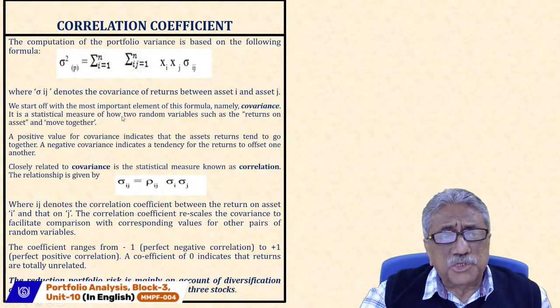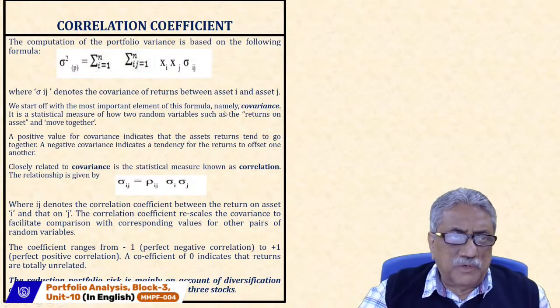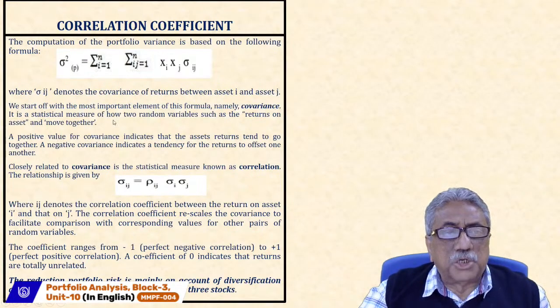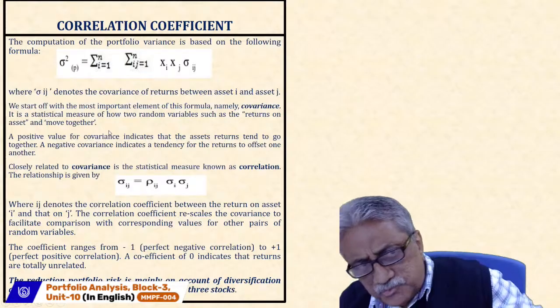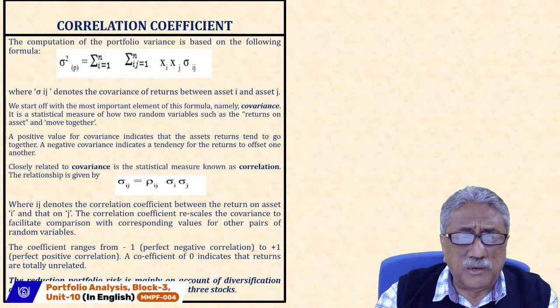We start off with the most important element of this formula, namely covariance. Earlier you have done it. It is a statistical measure of how two random variables, such as the return on assets, move together. Let me make it clear.